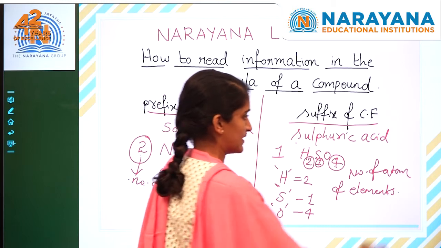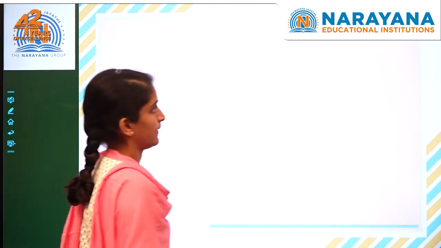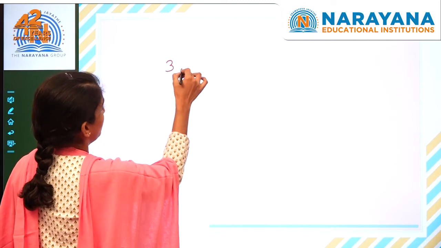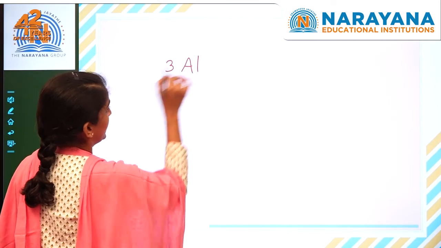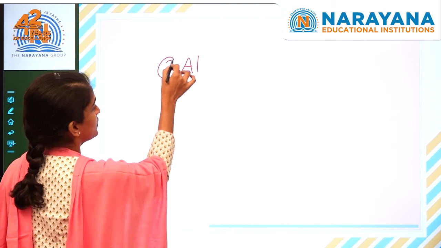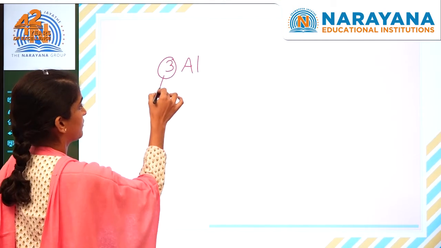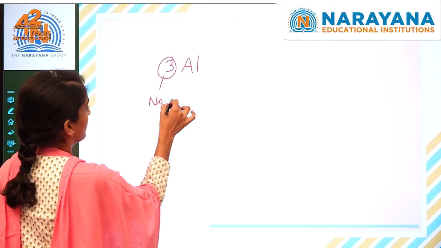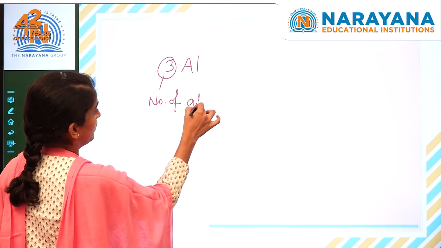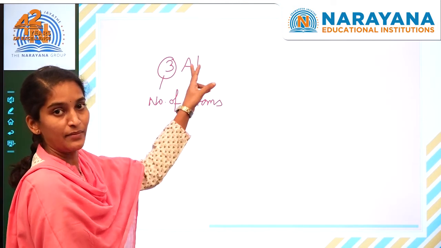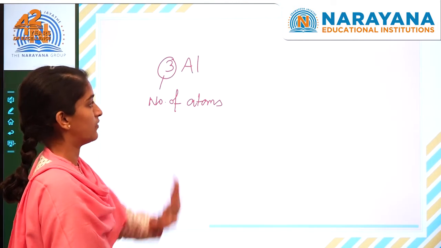Let us see some examples of chemical formulas. If I give 3Al, see here, the numeral is written to the left side of the symbol of the element. This indicates the number of atoms. Why? Because this is an aluminium element, so we want to count the number of atoms.